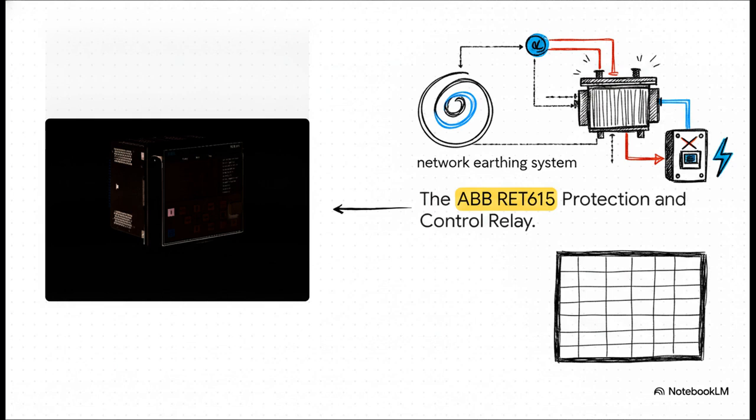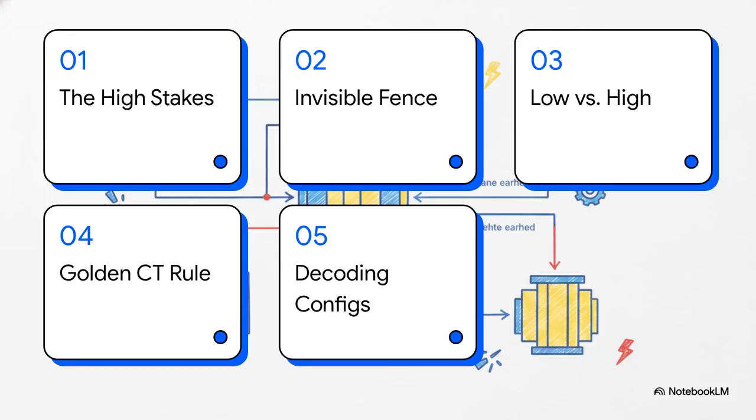But here's the catch. To protect a two-winding transformer properly, you absolutely have to match this hardware's internal software configuration to your network's physical earthing. And you do this using a specific diagnostic table. So here is the roadmap we'll follow today to properly diagnose and select your restricted earth fault protection setup.